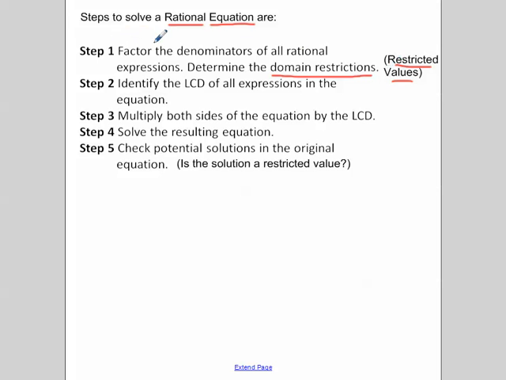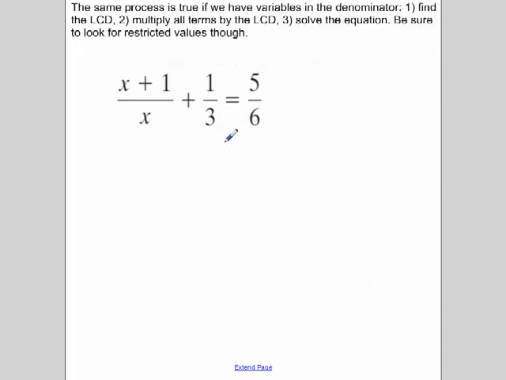So step number 1, factor the denominators. Step number 2, what is the lowest common denominator? Step number 3 is multiply both sides of the equation by the lowest common denominator. Instead of both sides, we could multiply every single term in the equation by the lowest common denominator, and then solve, and then do a double check. So let's go to a second example.